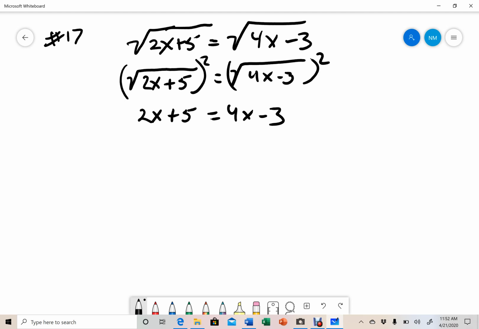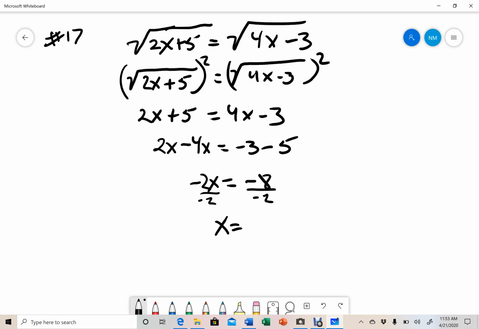So all I'm doing is solving for x. So I'm going to isolate my x's. So I've got 2x minus 4x equals negative 3 minus 5. Okay, combining my like terms. All right, a positive 2 and a negative 4 gives me a negative 2x, and then a negative 3 and a negative 5 gives me a negative 8. Okay, then I divide by negative 2, divide by negative 2, and x equals a positive 4. So my answer is x equals 4.